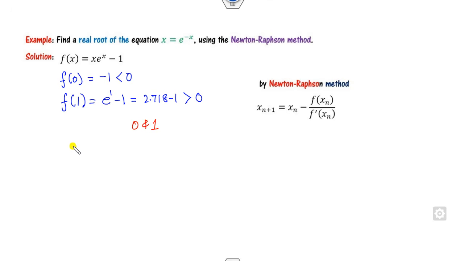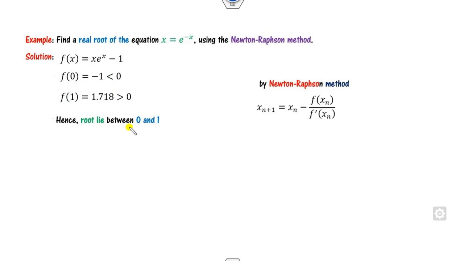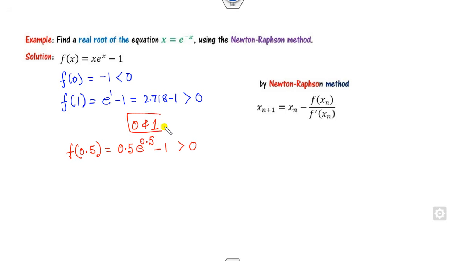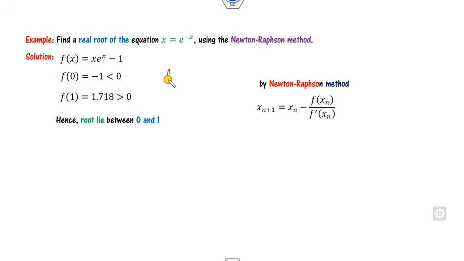Also, if you want to find a smaller interval, because we get a negative number, let's say 0.5. If I find f of 0.5, you can check whether it's positive or negative. If it's greater than 0, then the root lies between 0 and 0.5. And if f of 0.5 is less than 0, then the root lies between 0.5 and 1. That will take less time.